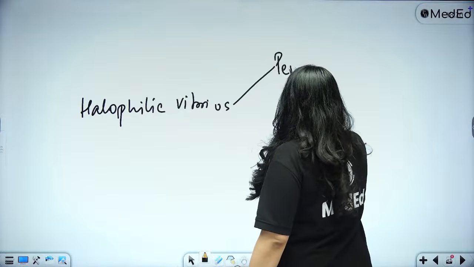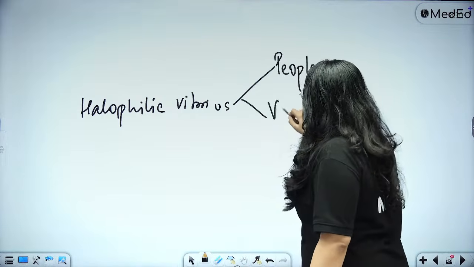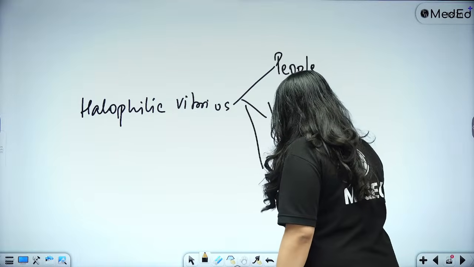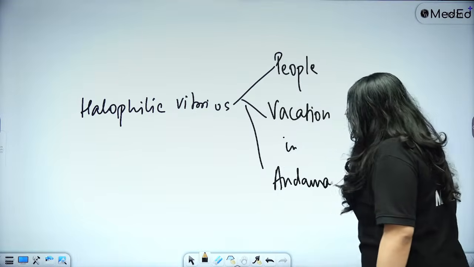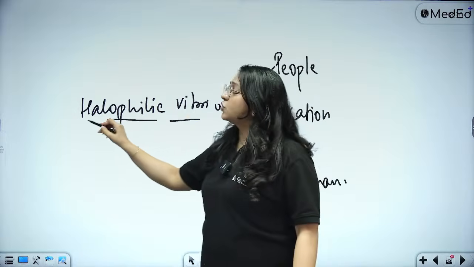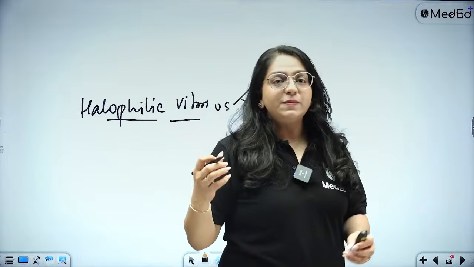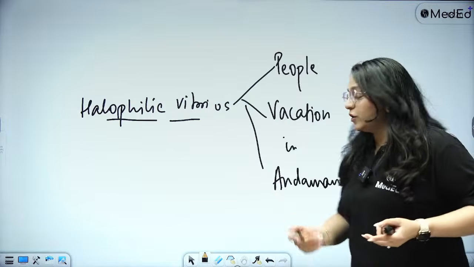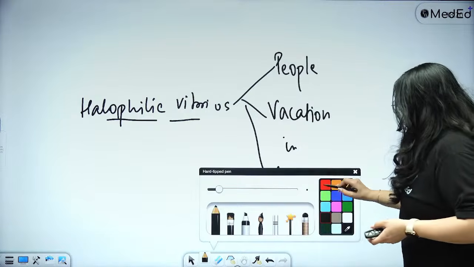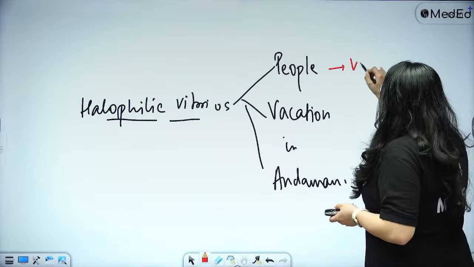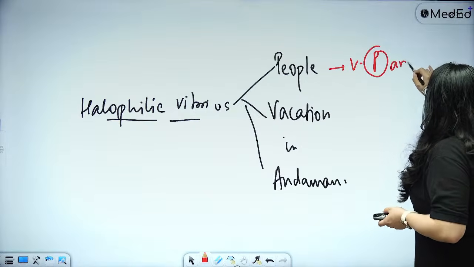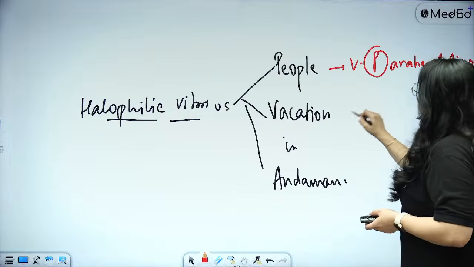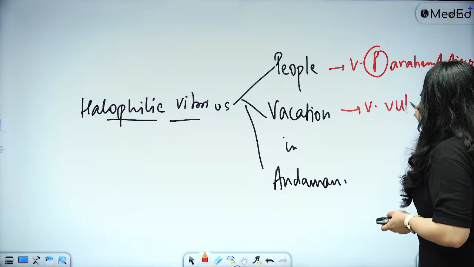People vacation in Andaman. We always write like this. Why? Because all halophilic vibrios are salt loving. So, they will always be found in the sea areas, and Andaman is one of the very famous beach destinations. So, Vibrio parahemolyticus. Why are we remembering in this order? We will just see. Vibrio vulnificus.